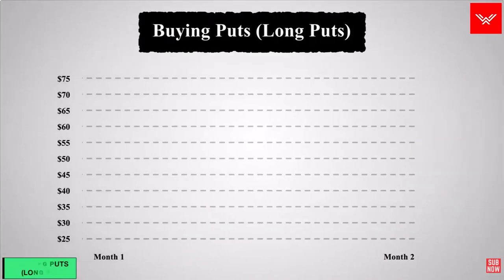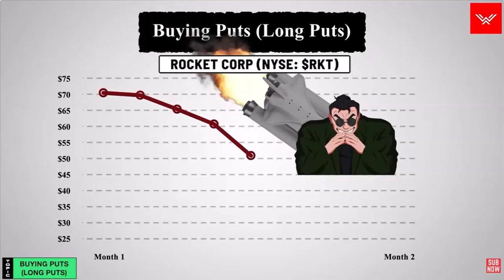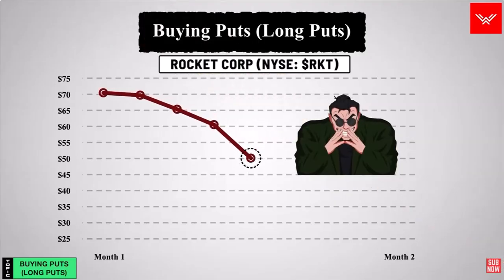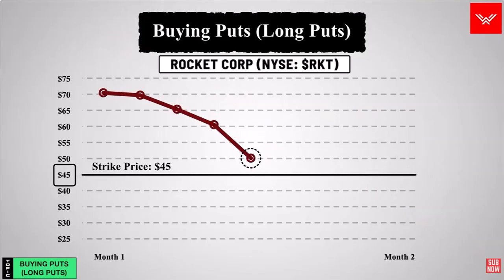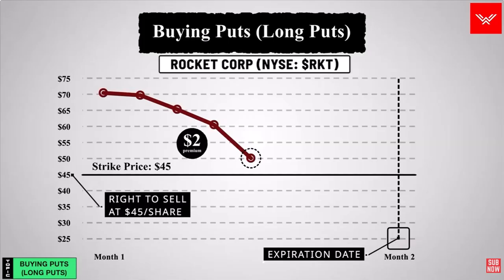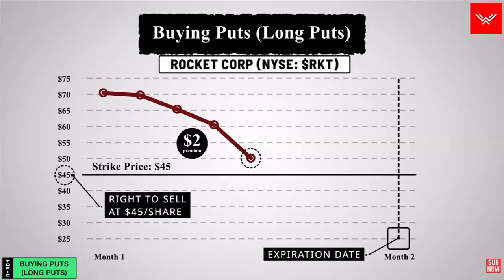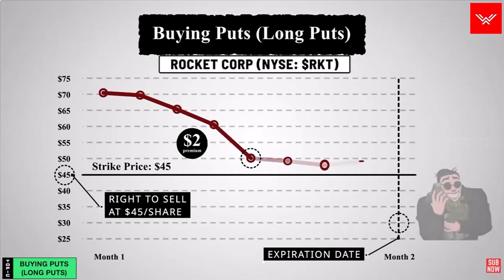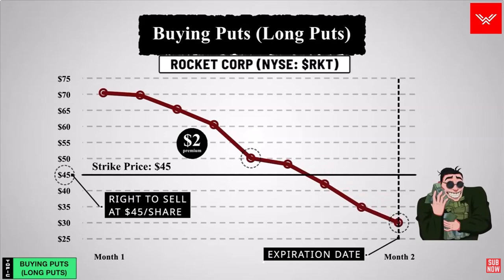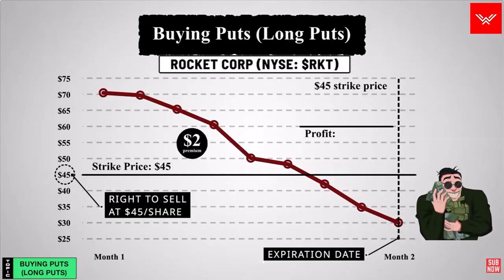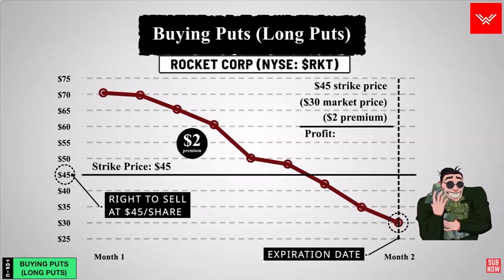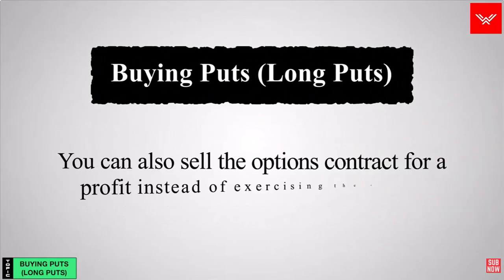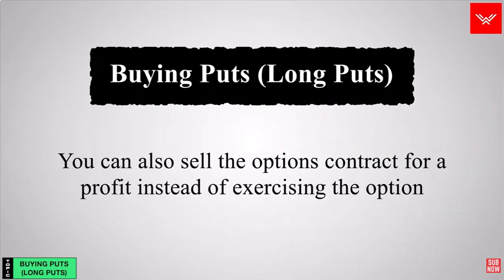Buying puts, or long puts. Suppose you believe that Rocket Corp's stock is about to tumble from its current $50 price due to unfavorable market rumors. You buy a put option with a strike price of $45, paying a premium of $2 per share with the same 1-month expiry. This contract gives you the right to sell Rocket Corp stock at $45, even if it nosedives to $30. Should the stock price indeed plummet, you can exercise your put option. Your profit? Take the $45 strike price minus the $30 current market price minus the $2 premium, which leaves you with a $13 profit. You can also sell the options contract for a profit instead of exercising the option.